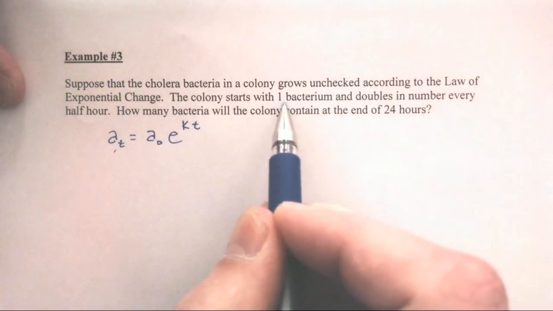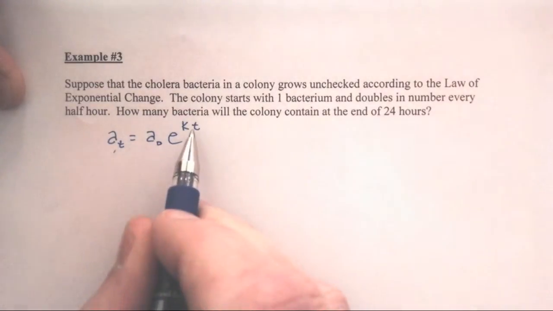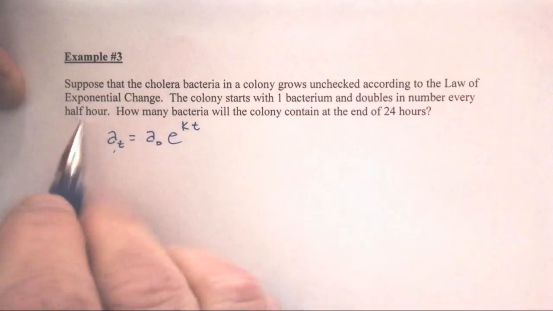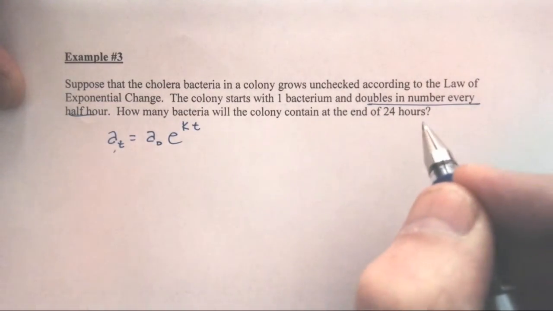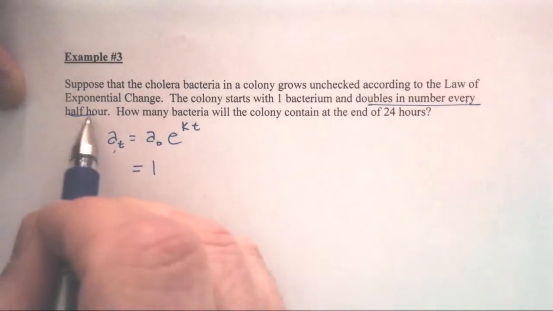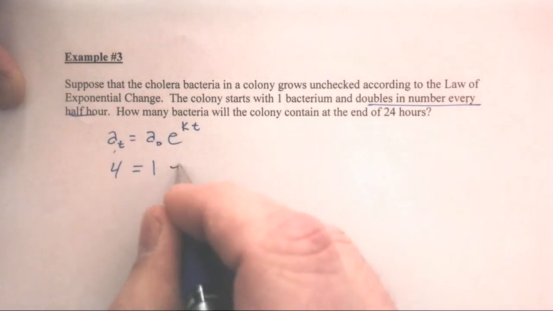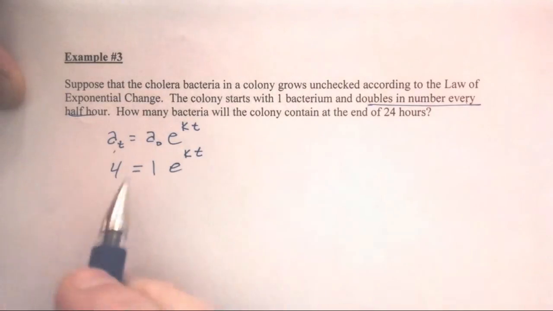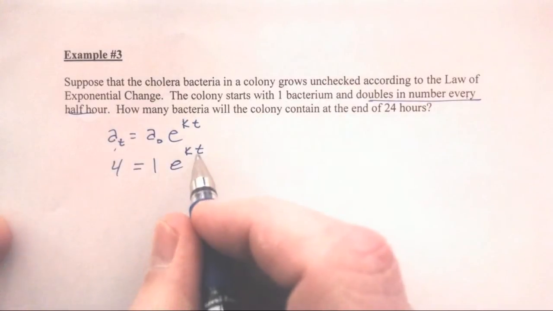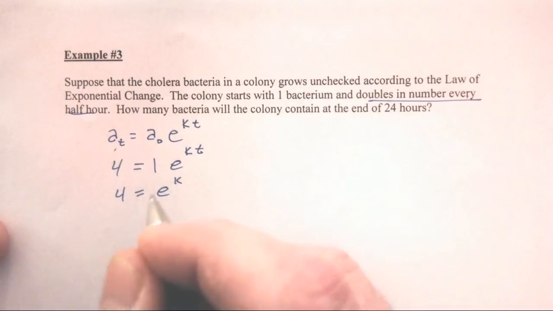The colony starts with 1 bacterium and doubles in number every half hour. So I could put a half in here for t and 1 in here for a naught, but I also could say, well, if it doubles every half hour, that means in a full hour it would double twice, we'd end up with 4. Either way we can get there. If you want to put 2 here and put a half there for t, we're going to get there. Therefore, t is 1, so now we are just 4 equals e to the k.